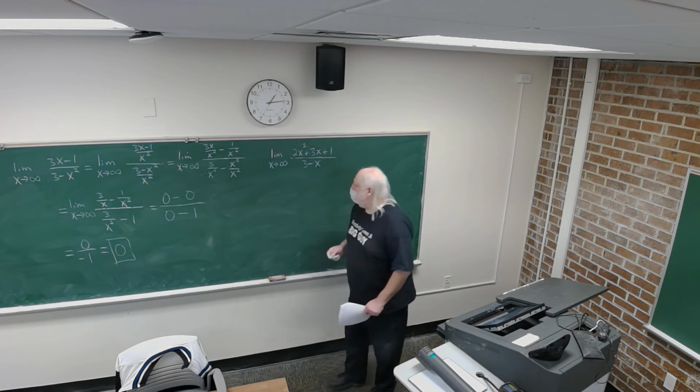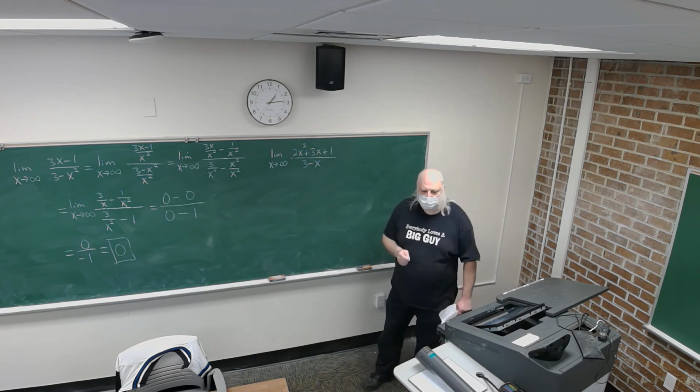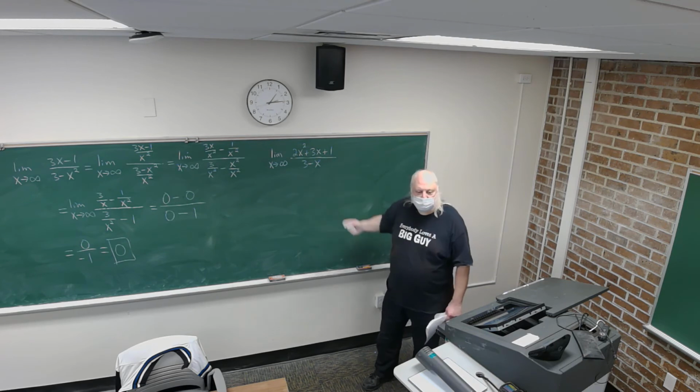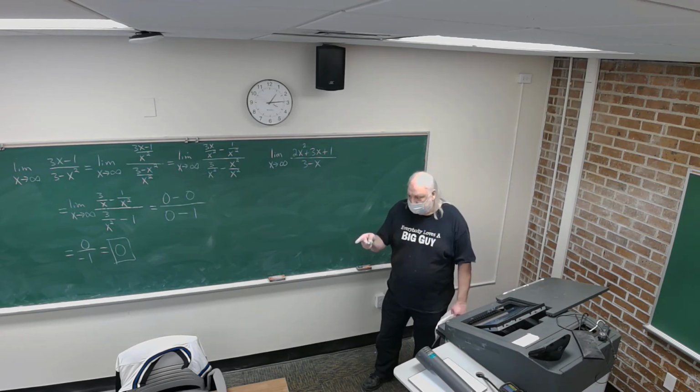So let me ask you, I gotta be careful how I ask a question. This is a rational function. Does it have a horizontal asymptote? No, it does not have a horizontal. Yes, it has a slanted. Okay.